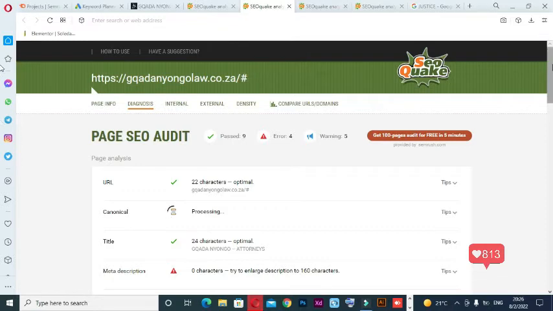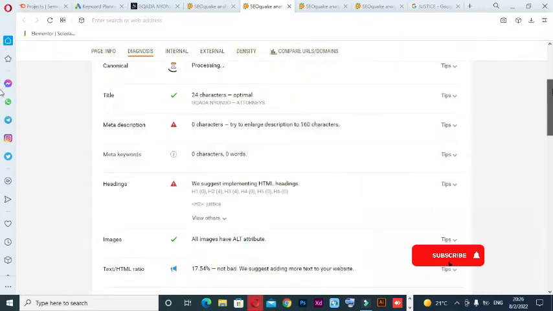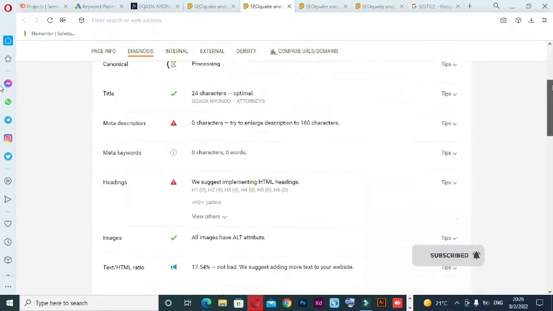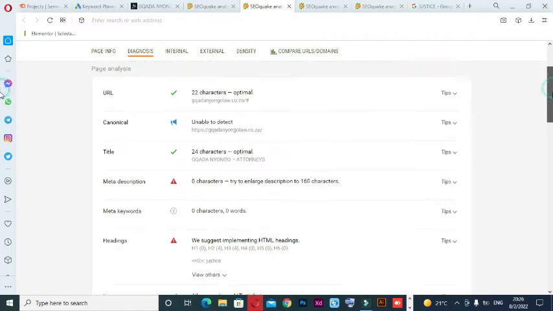Okay, now it has worked. So I want to see, this will help us see the problems. They will list errors on this page and what was done properly. So canonical, the first website URL, this one, they say 22 characters are okay, which is cool. Then canonical tags.